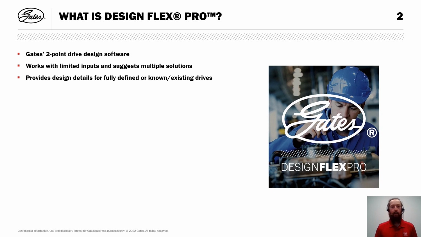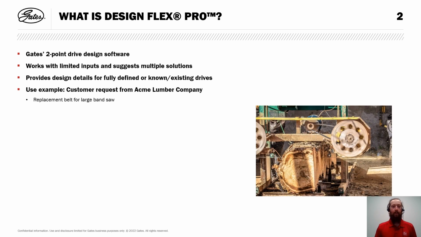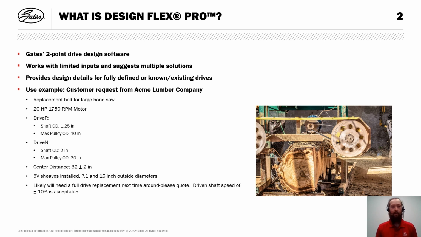Now, let's look at our use example. Let's assume that as a mechanical engineer, I received a customer request from Acme Lumber Company, and they're looking for a replacement belt for their large band saw. They've given me some specifics about the application, including motor horsepower and speed, along with some specifics about the driver and driven pulleys, the shafts they mount on, and the space that they must fit into.